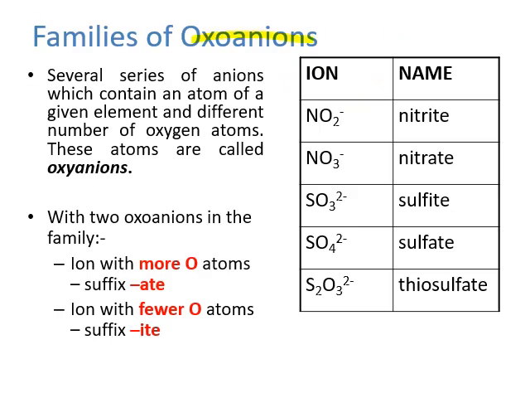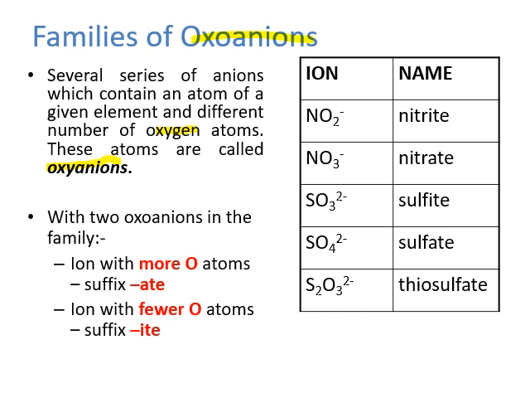Okay, so the family of oxoanions. When we mention oxoanion, we are actually mentioning oxygen atoms. So all the series of anions that consist of oxygen atoms, we call them oxyanions. Alright, oxyanion. For example, this one.